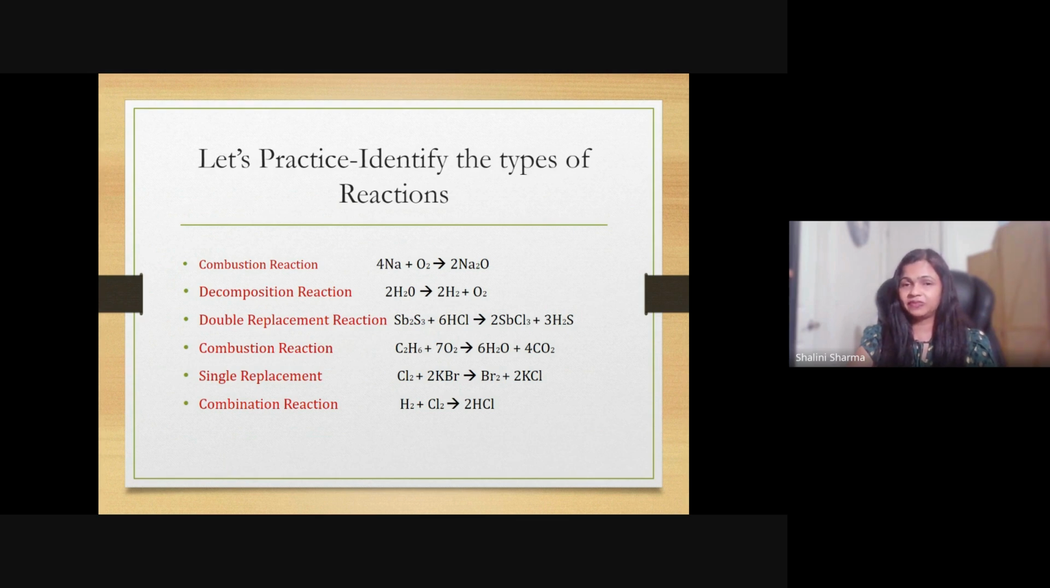Next example. The next one is an example of a combination reaction, as is quite evident here: hydrogen combining with chlorine, forming hydrochloric acid, HCl. So two elements are combining to form a compound. That is an example of a combination reaction. I hope this was helpful.